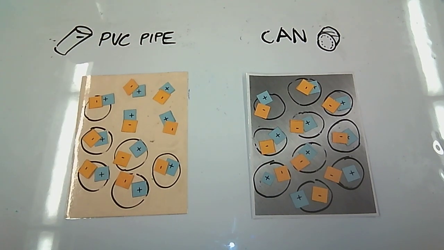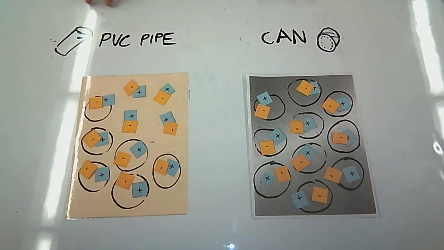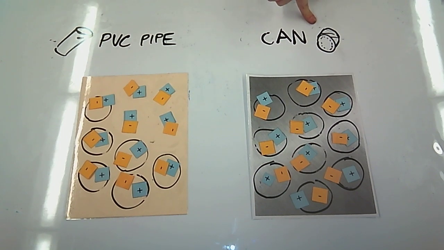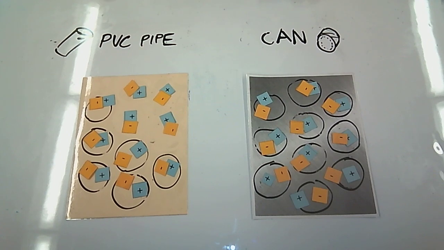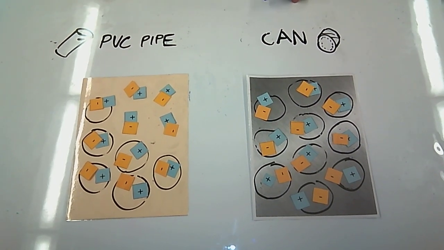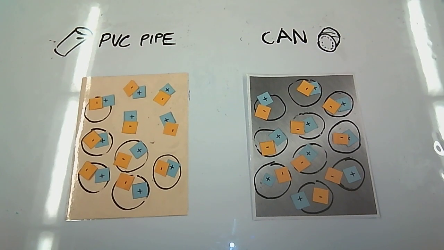Hello everyone, it's Mr. Wolf here, and in this video I'm going to be discussing round 2, scenario 3 for video modeling. This is the scenario where we're going to have a negatively charged PVC pipe come close to a neutral can. They're not going to touch, they're just going to come close, and the question is, what is going to happen between those? Are they going to be attracted? Are they going to repel? Is nothing going to happen? Or are they going to explode?